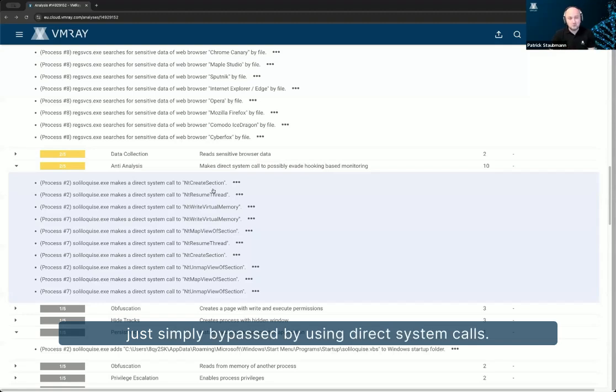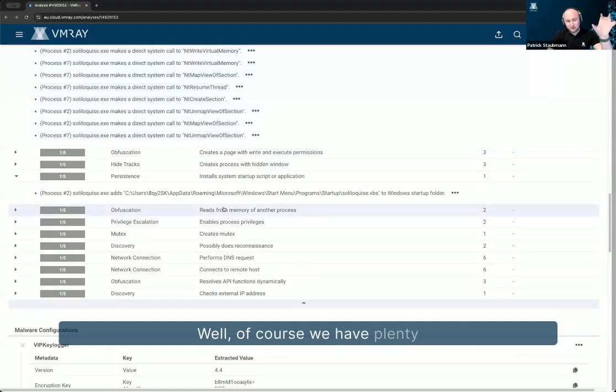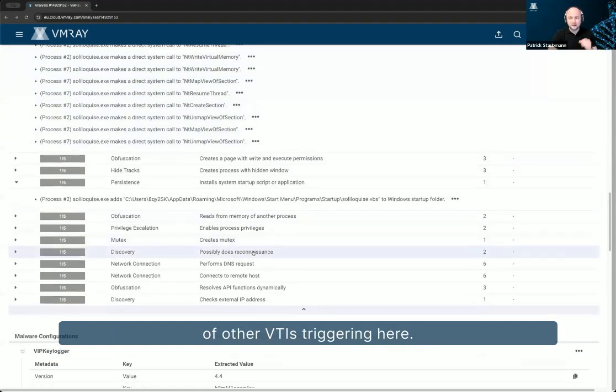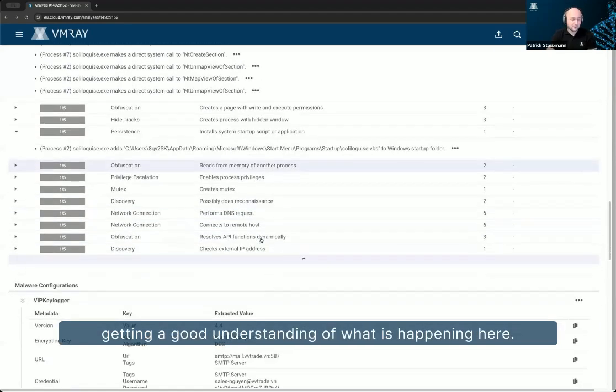system calls. On the other side, if you have a bit of internal knowledge and you understand how that works and how that operates, the detection of direct system calls is essentially quite easy and not really complex at all. So it can be very easily detected, and it's usually something that you would not expect in a legitimate application. Of course, we have plenty of other VTIs triggering here, really describing the behavior that the sample is doing. That really helps you a lot in very quickly getting a good understanding of what is happening here.